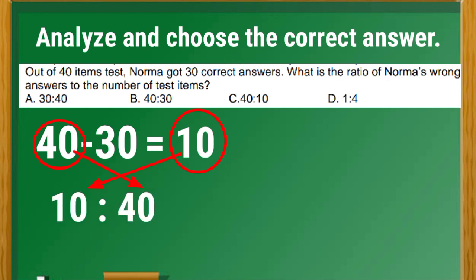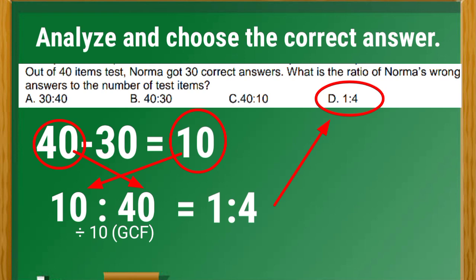But remember, you have to express the ratio in the simplest form possible. So 10 is to 40 can still be simplified by dividing 10 and 40 by their GCF, which is 10. So 10 divided by 10 is 1. 40 divided by 10 is 4. So the ratio is 1 is to 4. So the final answer here is letter D.